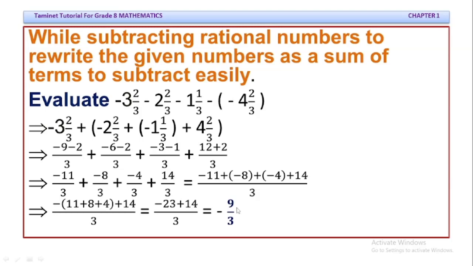So the value of the given expression is negative 9 over 3. Negative 9 divided by 3 is negative 3, so the answer is negative 3. Like this we can evaluate by changing subtraction into addition, that means the minus sign into a plus sign, as subtraction is the inverse operation of addition, or addition is the inverse operation of subtraction. We can simply use this to evaluate the given value easily.